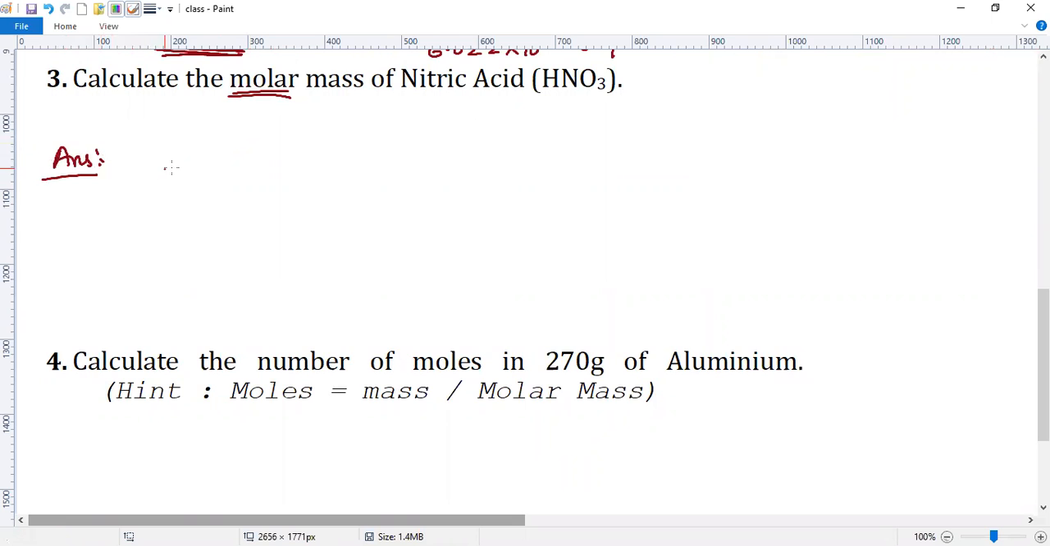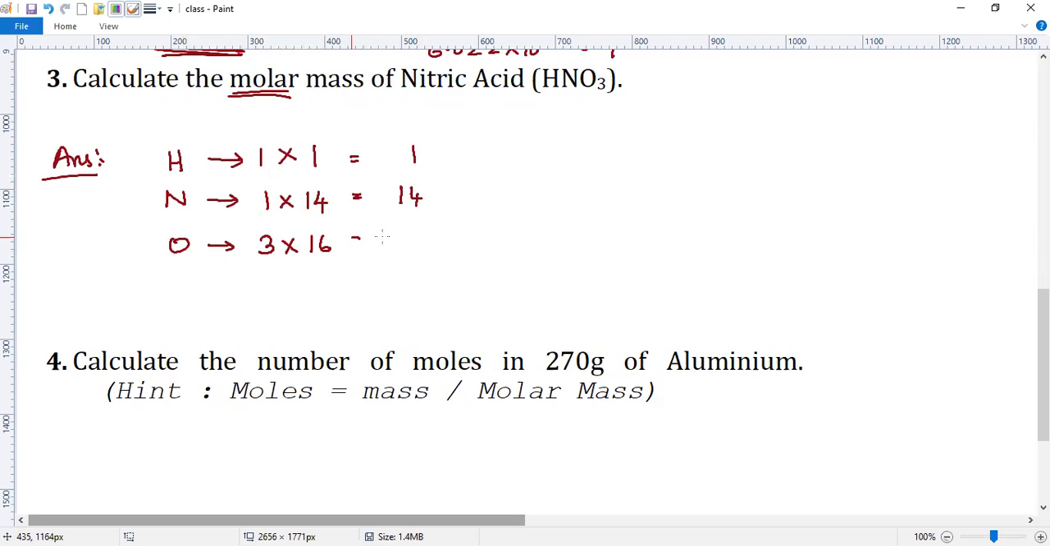First of all, let's find out its molecular mass. So what are all the atoms present? Hydrogen is present, nitrogen is present, and oxygen is present. How many hydrogens are there? One. One nitrogen and 3 oxygen. So what is the atomic mass of hydrogen? 1. Nitrogen will be 14. Oxygen, 16. So it is 1, 14, and 48.